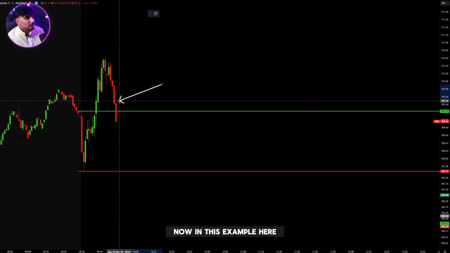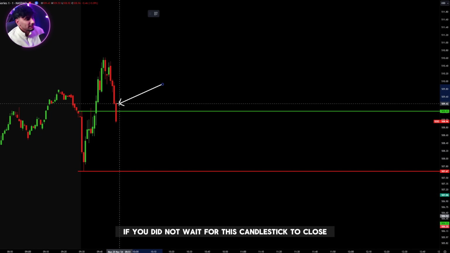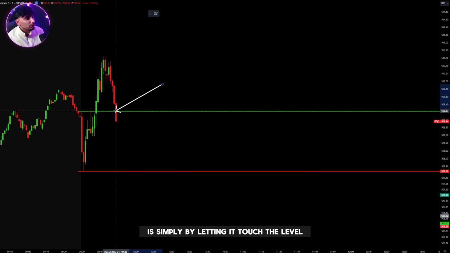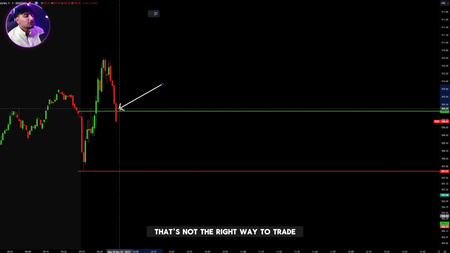Now, in this example here, if you did not wait for this candlestick to close, but rather the way you trade is simply by letting it touch the level and you enter the trade no matter what, that's not the right way to trade because you were not able to gauge the proper price action.